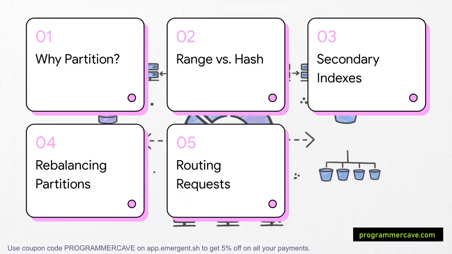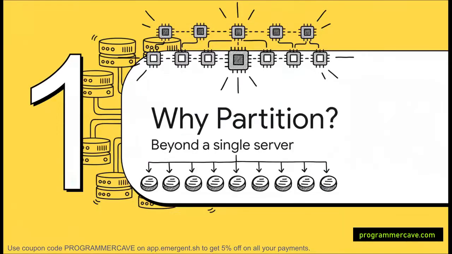Okay. Here's the game plan for this explainer. We're going to start with the why. Why even bother with partitioning? Then we'll get into the two main strategies, range versus hash. After that, we dive into the really tricky parts, like how to handle secondary indexes, what to do when you need to rebalance data as your cluster grows, and finally, how your application actually finds the right piece of data in this whole distributed setup. So, let's kick it off.